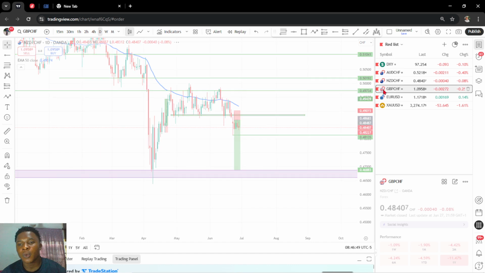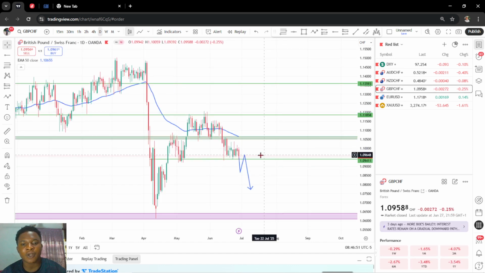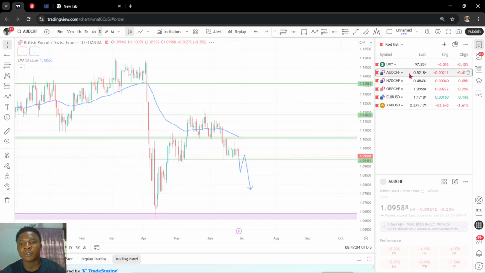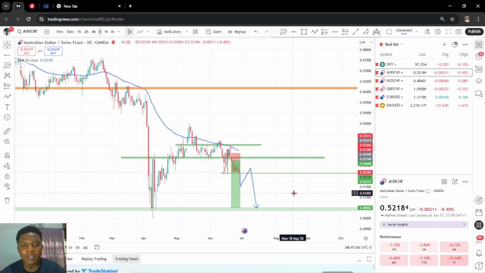Same thing with GBPCHF. Either the market wants to push up small, or we'll wait for it to break below and test it back. So either way, we'll always have a trade. So guys, this is it for this week's analysis.